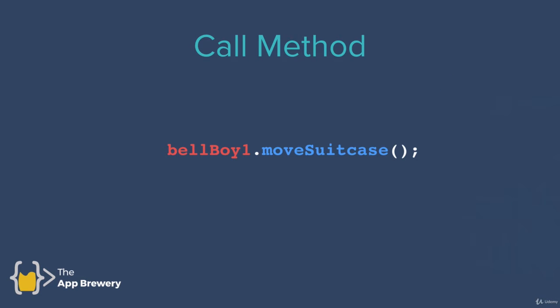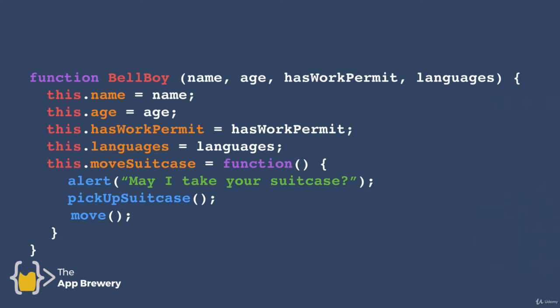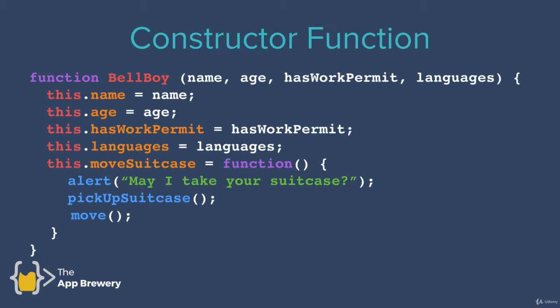So remember that when we're using the properties or calling a method, we're always using the dot notation. And the only difference that you see between the method and the property are those parentheses. So keep an eye out for those. Now, if we wanted to incorporate this method into our constructor function, then all we have to write is this.moveSuitcase is equal to a function that does these and these things. And now when we create any object using this constructor function, then all of those objects will have that function of moveSuitcase, and they'll all be able to do that.